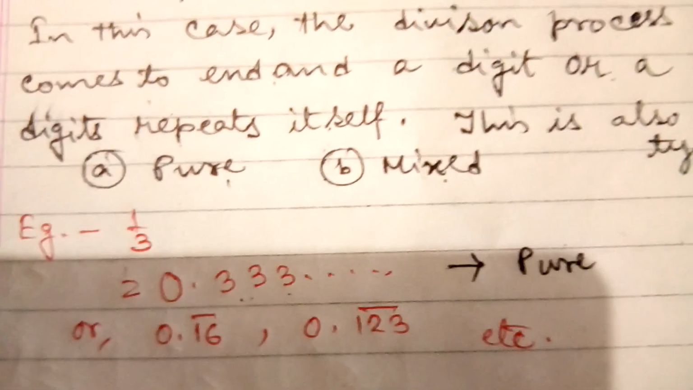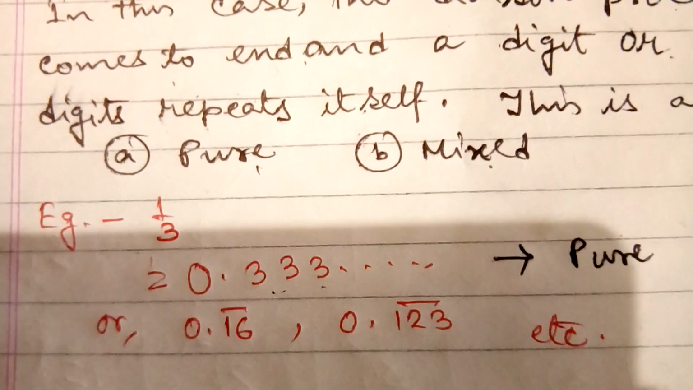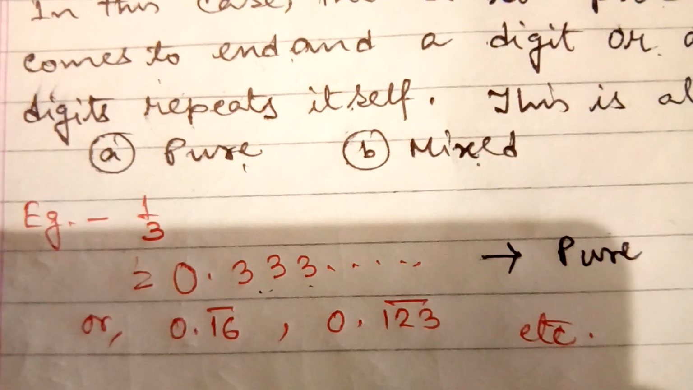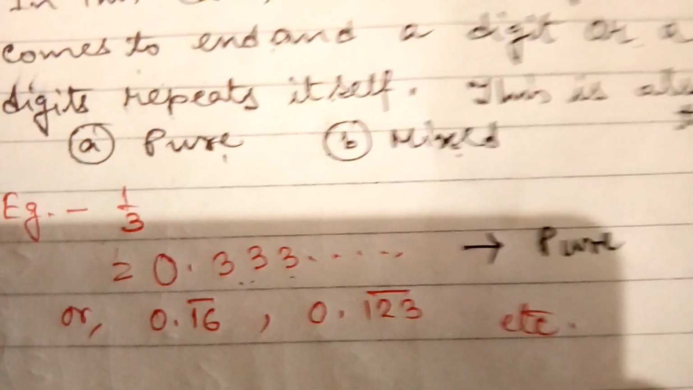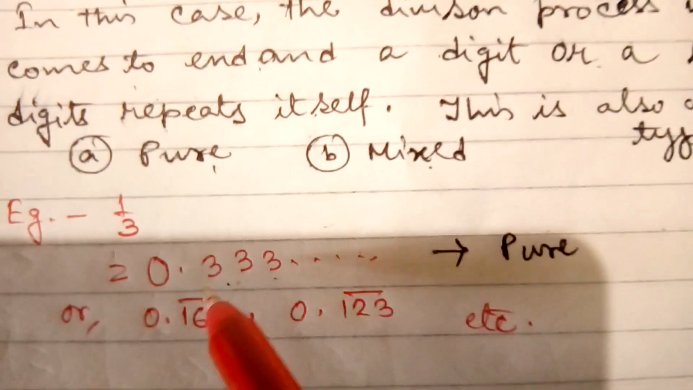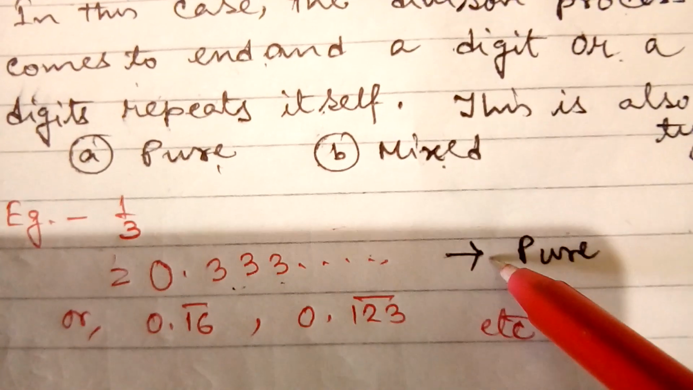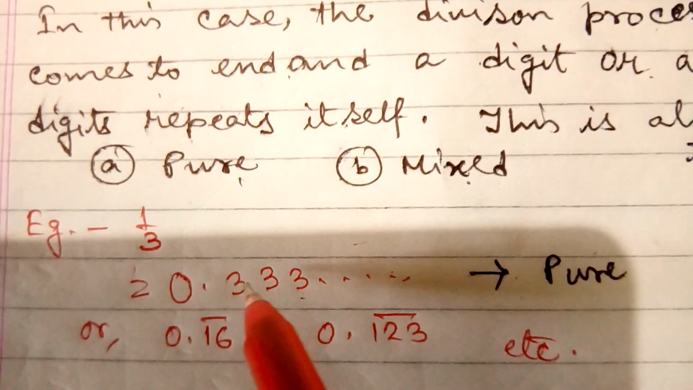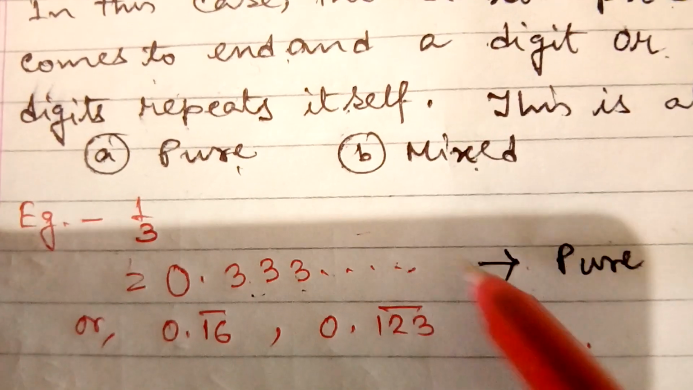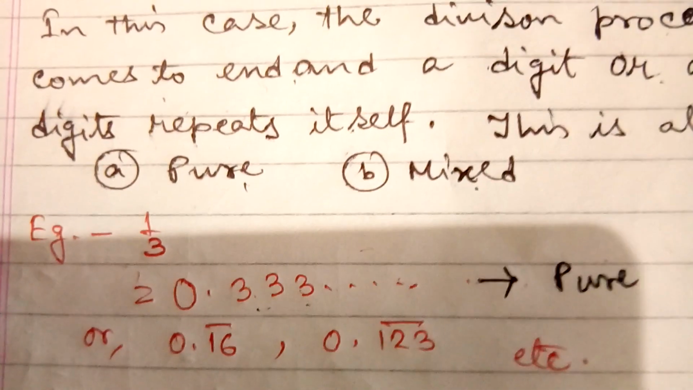First, you can see in the video that I have written one example, 1 by 3. 1 by 3 we can express as 0.333 and so on. Beside it I have written pure. Why is it pure? Because this digit is repeating again and again. There is no other digit, right?